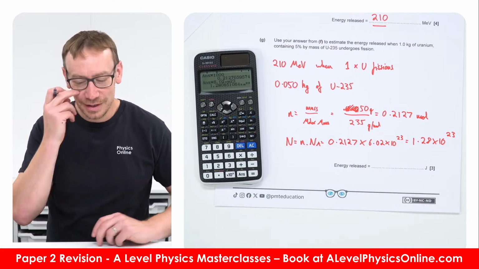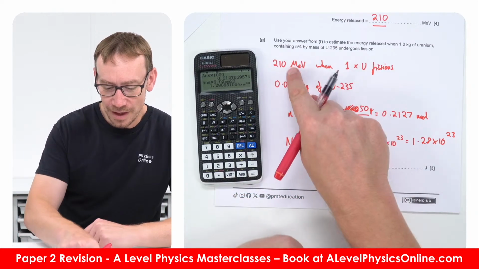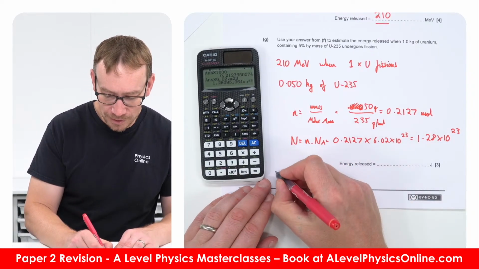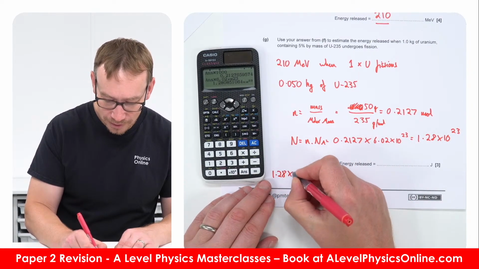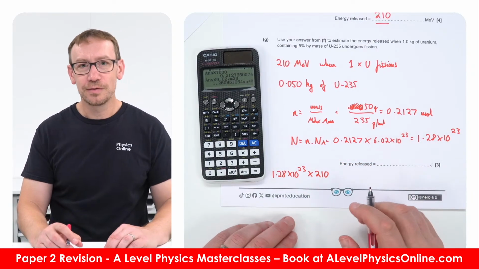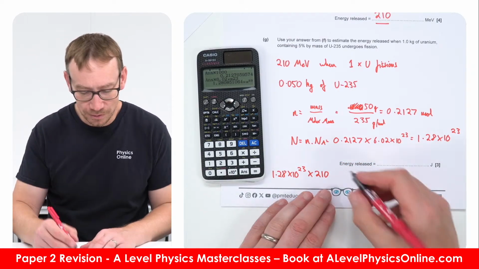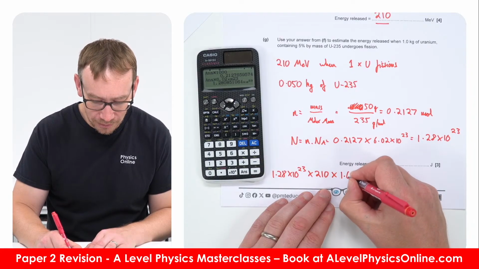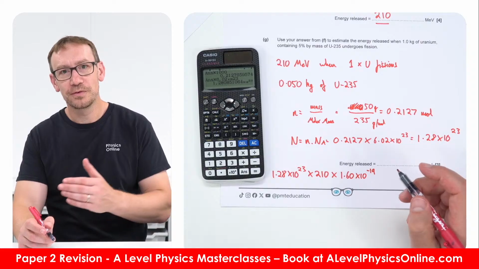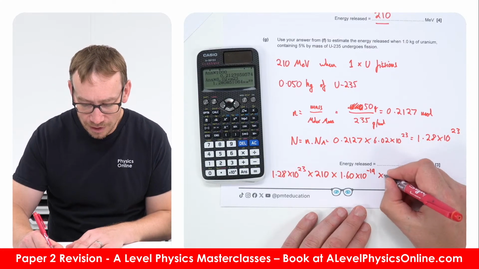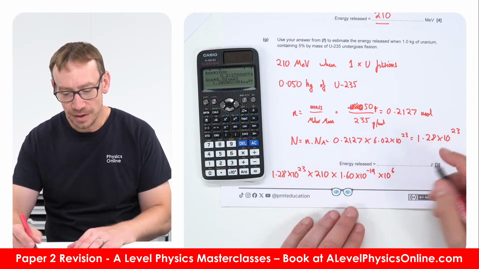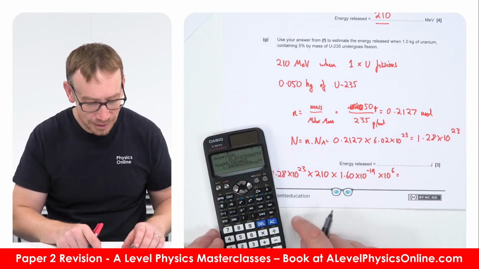Okay, so that's good. Now we've got that much energy for each one and that many particles. So if we multiply the number of particles by the energy released in each one, and then we're going to convert from mega electron volts into joules. So we're going to multiply by 1.60 times 10 to the minus 19 to go from electron volts into joules, and then times that by 10 to the 6 to go from that thing into mega electron volts. So I think that's the right thing.